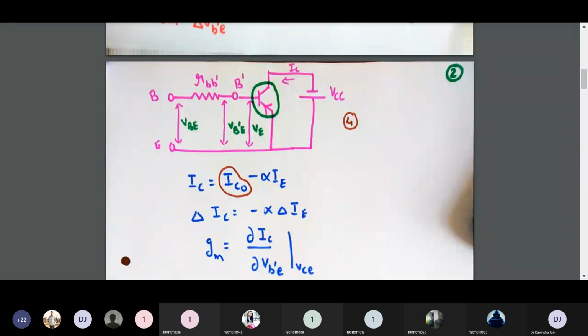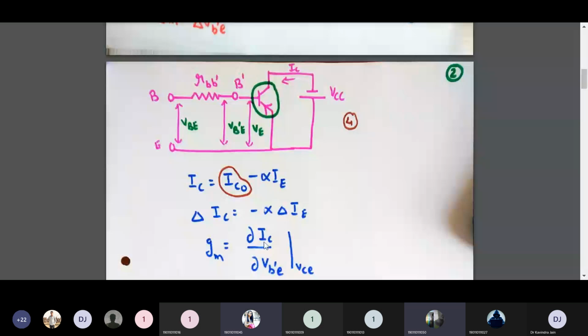Now, we already know that gm, that is transconductance, is nothing but delta IC upon delta VB'E, when VCE is constant. So, this delta IC is nothing but this delta IC. So, I can replace this term over here. Yes or no?